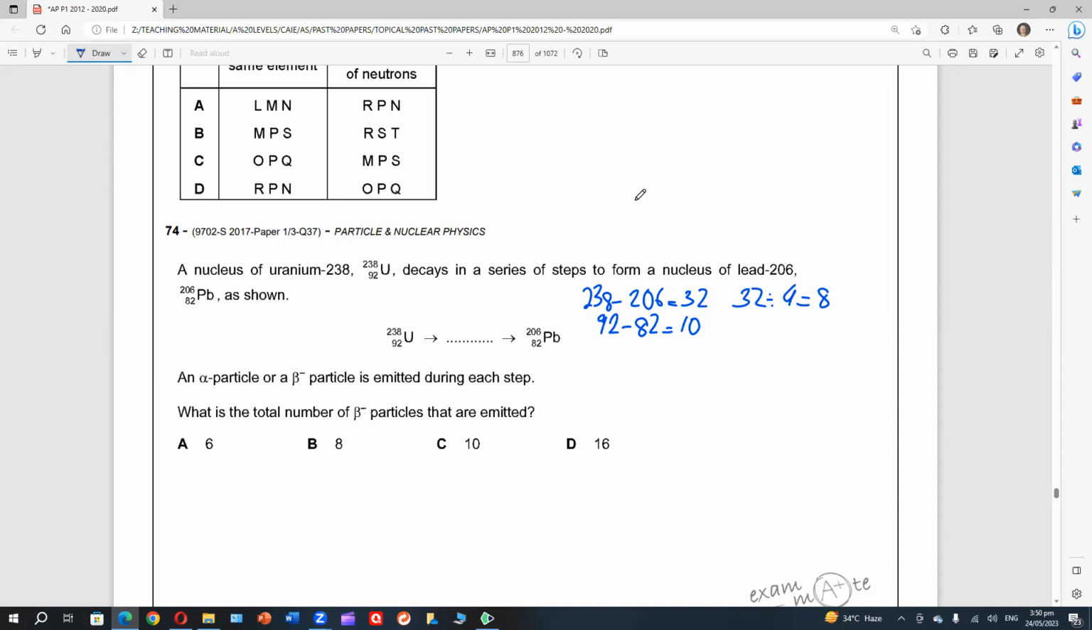I got your point actually, but I'm trying an approach that maximum there are 8 beta, but that doesn't fit. So the problem is that he says an alpha or a beta particle is emitted during each step. So what I was thinking is that at maximum, if I take all of them, I will get 8 alpha, but in that case, how will I get 10?